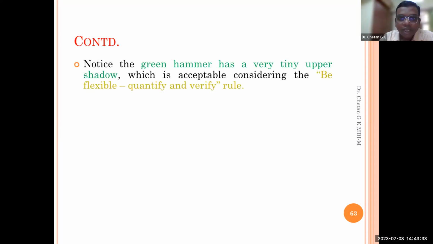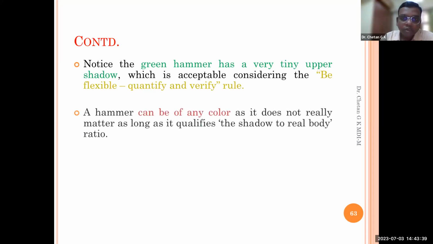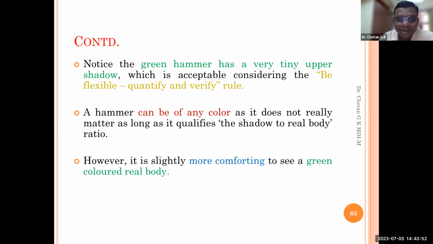So notice that the green hammer has a very tiny upper shadow, which is acceptable considering the be flexible and quantify and verify rule. That is what we have already discussed. The hammer can be of any color, as it does not really matter as long as it qualifies the shadow to real body ratio. So color does not matter here. However, it is slightly more comforting to see a green colored real body when there is a persistent downtrend. A green colored hammer makes us more comfortable to go long, is it not?